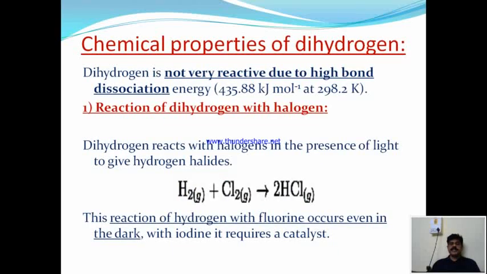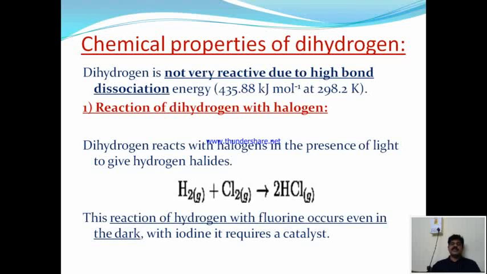After understanding laboratory preparation of hydrogen and commercial production of hydrogen, let us move towards chemical properties of dihydrogen. Remember, dihydrogen is not very reactive, which is due to its high bond dissociation enthalpy, around 435.88 kilojoules per mole at 298 Kelvin. Let us understand some of the important chemical properties of dihydrogen.